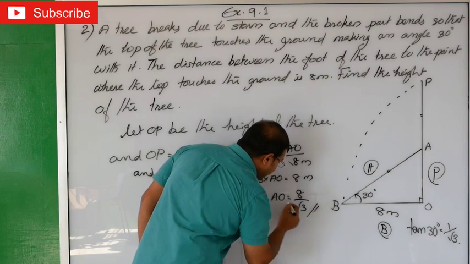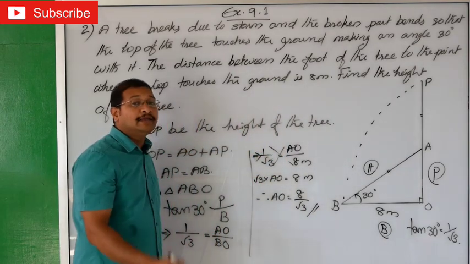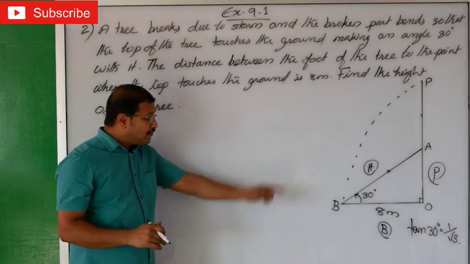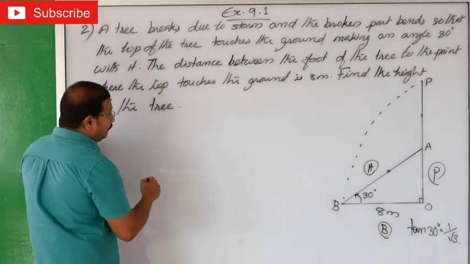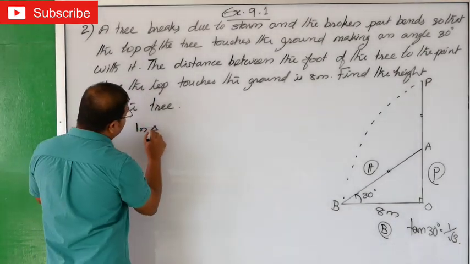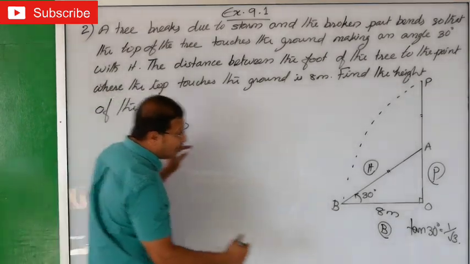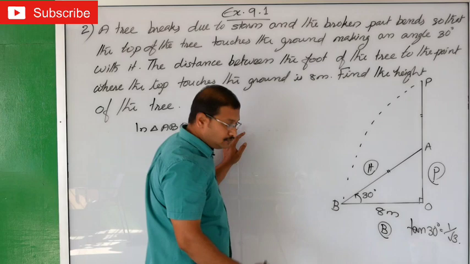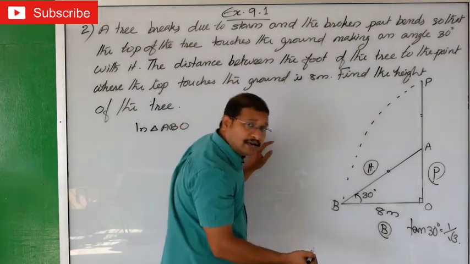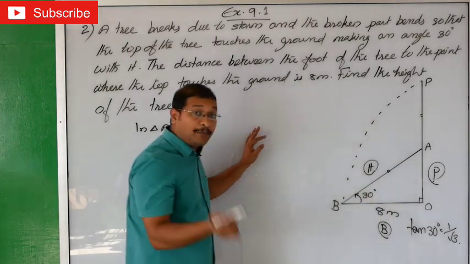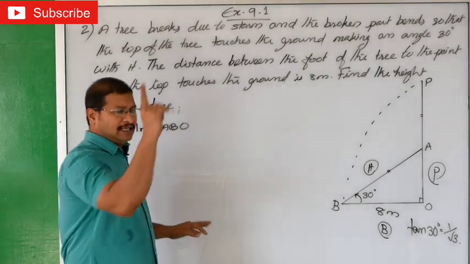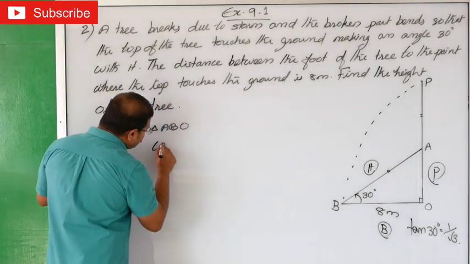Okay, that means we got it. AO equals 8 by root 3. Now we will find the value of AB. To find the value of AB, one more time we'll write in triangle ABO. We want AB, which means hypotenuse, and the base is already given. So hypotenuse and base, or base by hypotenuse. What is that? Yes, base by hypotenuse means cos theta.